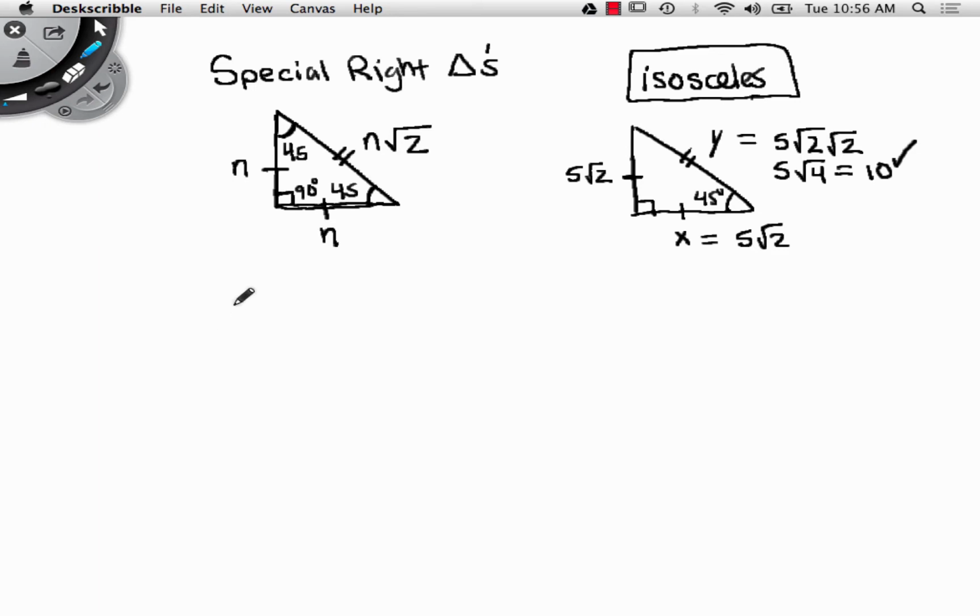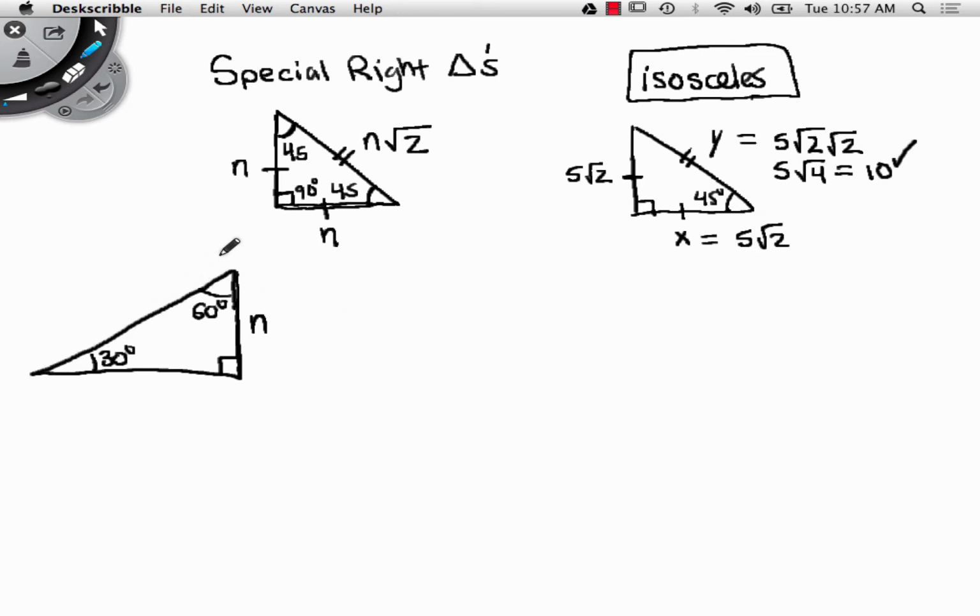What's the other kind of special right triangle? 30, 60, 90. Okay. Which side of the triangle has to be the shortest? The leg. This one right here, because this is located where? Opposite the smallest angle. This side right here is opposite the 30 degrees, the smallest angle. So therefore it has to be the smallest side.